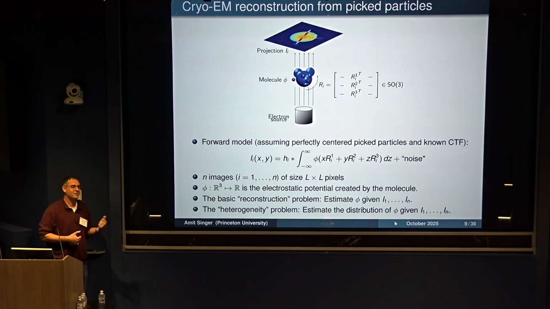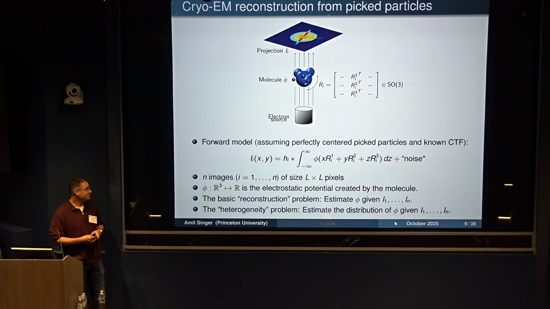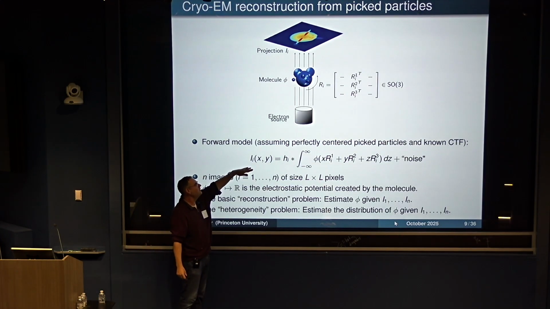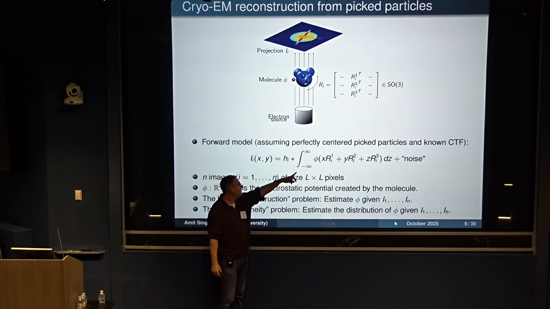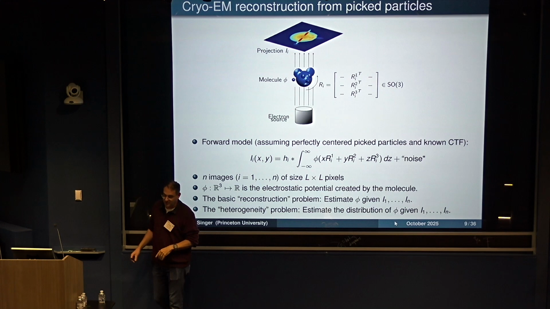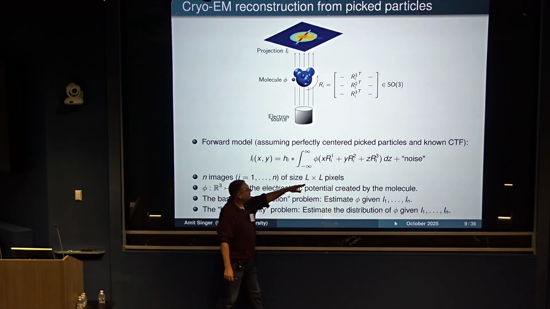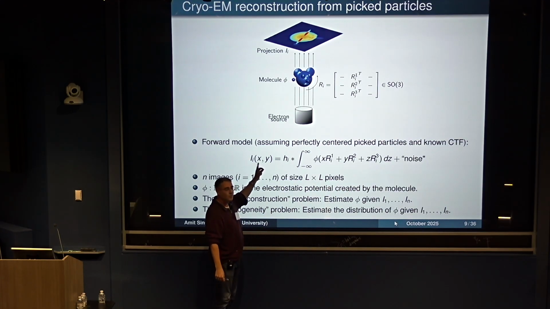OK, so now let's switch to math. So cryo-EM, or single particle cryo-EM, is actually an inverse problem. So I need to tell you what is the forward model before we solve the inverse problem. So the forward model is that after, say, particle picking, we collect noisy projection images that are simply the integral of phi. So phi is the 3D electrostatic potential of the molecule. So you integrate it in the z direction, so you end up with an image that only depends on pixel x, y.